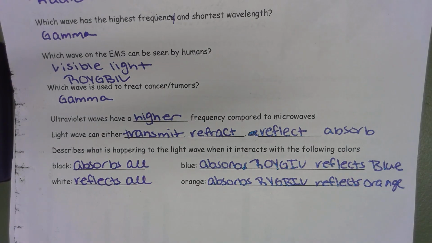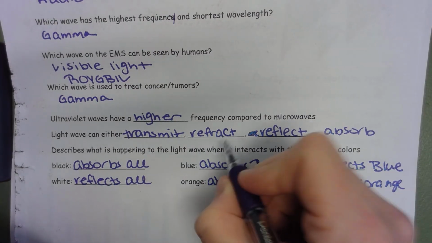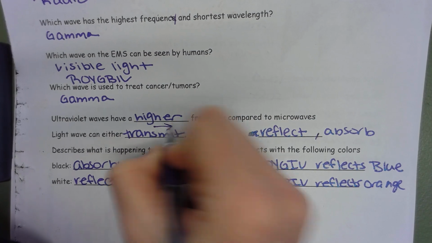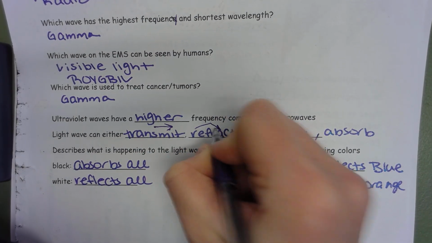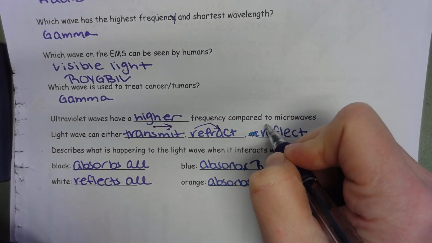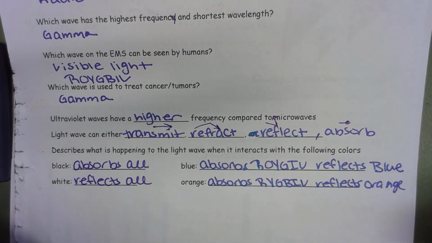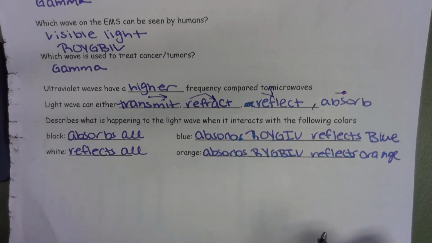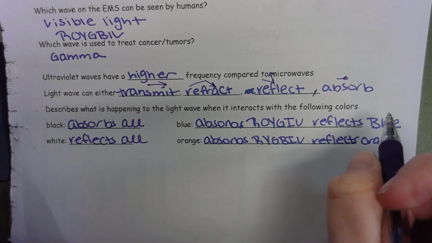Okay, let's talk about it. Light waves can either transmit, refract, reflect, or absorb. Remember, transmit is when it's going through. Refract is when it's going through and coming out and something about the wave has changed. Reflect is when it bounces off. And absorb means it's just staying put in a substance, like when you absorb the sound waves in Mrs. Durham's class. Describe what is happening to the light wave when it interacts with the following colors.